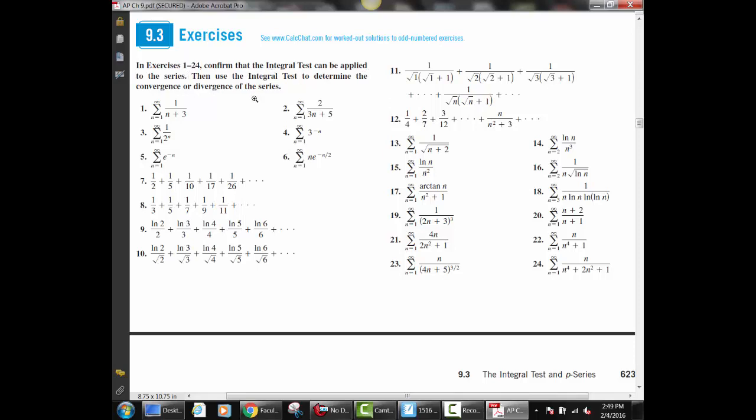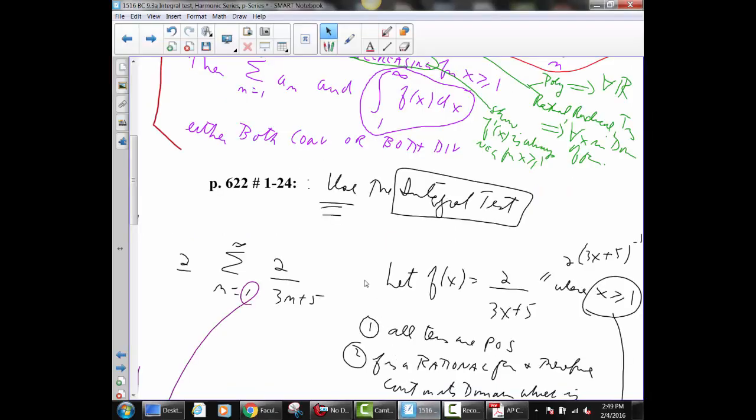So remember, we have to show that the corresponding function is positive, is continuous, and is decreasing the whole time for n an element of 1 through infinity. It says confirm that it can be used, so it can be used. They're just asking you to confirm that it can. Then use the integral test to determine the convergence or divergence of the series. Notice they do not ask you what it converges to if indeed it does converge.